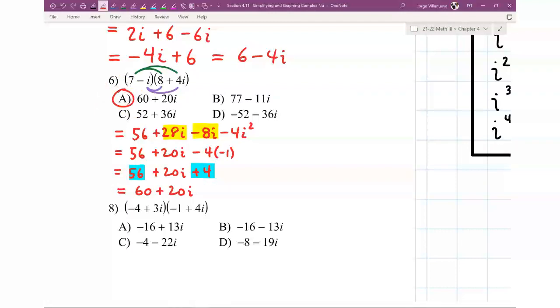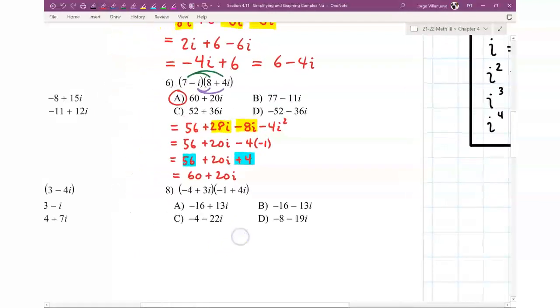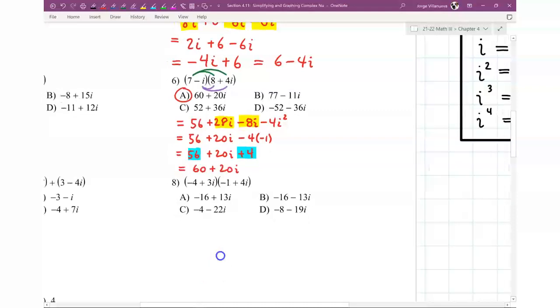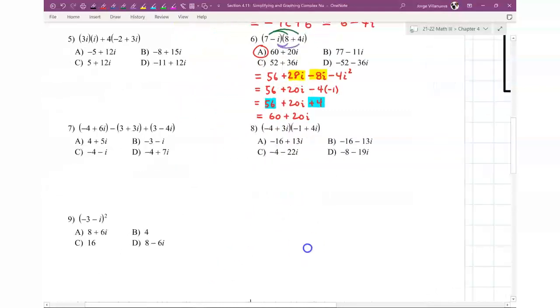All right. So do you see, it's basically the stuff you've done before, just with a letter i that may actually change to a -1 when you multiply stuff out, right? It may kind of change the way it looks. Now let me just look at the rest of these problems here.